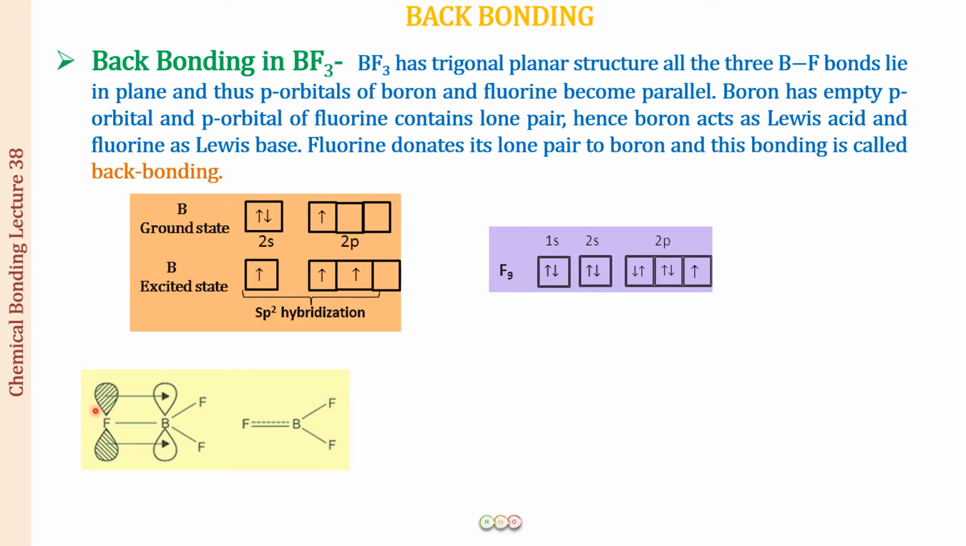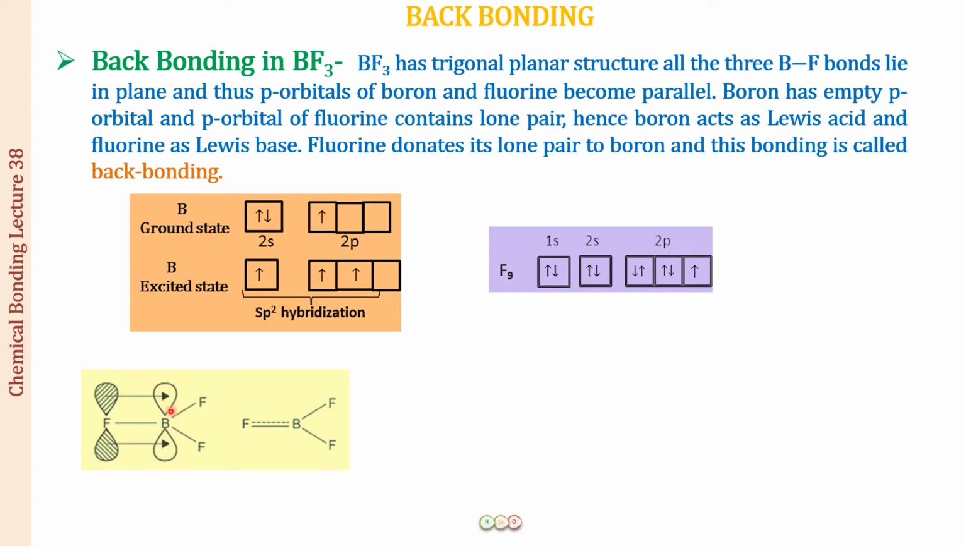So one of these, either a 2px or a 2py, that is by convention that we take, is going to be oriented just like the unhybridized orbital of boron, right? So these two are going to be similar in orientation. They are going to be parallel to each other. Now when they are parallel to each other, fluorine has two electrons in this, right? So the lone pair of electrons is present in this orbital, and the boron orbital is going to be empty.